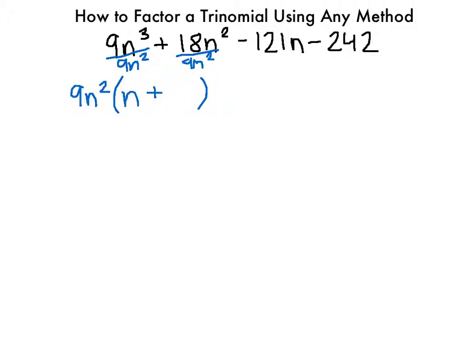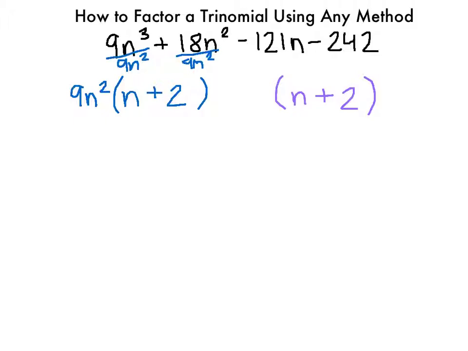Then it'll be plus. Then I have to look at 18n squared divided by 9n squared. Well, the n squareds are going to cancel out. 18 divided by 9 is 2. So that's the first part. Now we got to look at the second part. Looking at this second part, and here's the goal of factoring by grouping. When you factor by grouping, you have to get another set of parentheses with the same thing as what we got before.